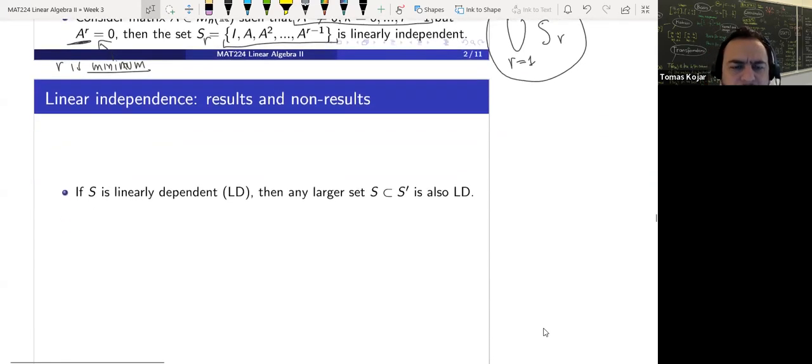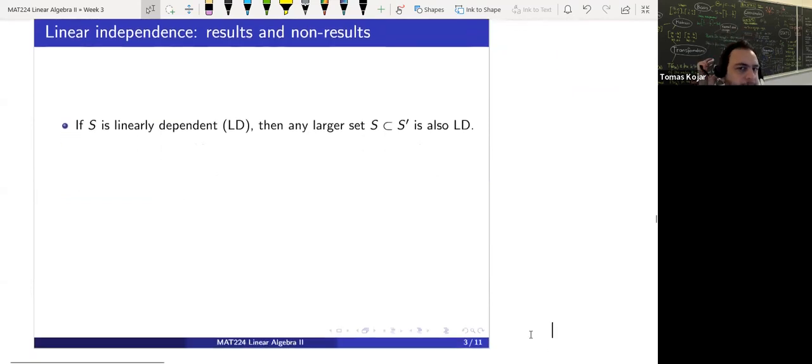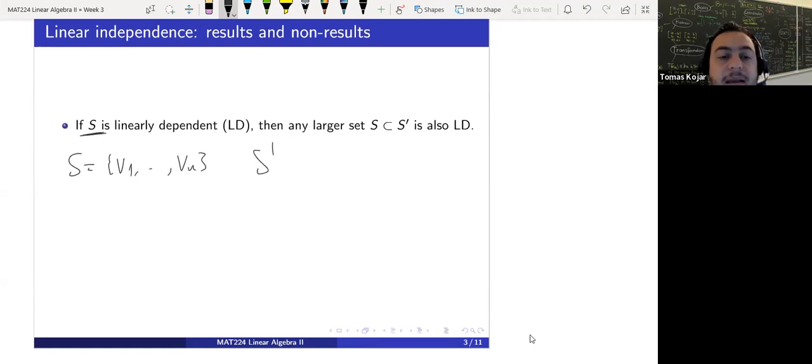All right, so these are some results from the book. Let me prove them. Suppose you have a set S that is linearly dependent, and then take any larger set. Let's say S is V1 to Vn, and take S prime to be V1 to Vn, and then you add some other stuff like W1 to Wm. Let me just add one more, it doesn't matter. Let me keep it simple. The claim is that this is also LD.